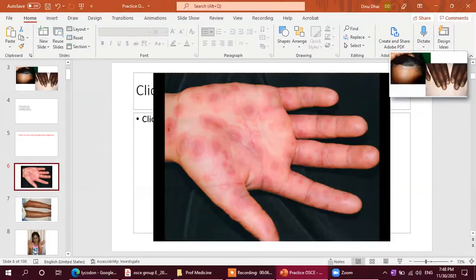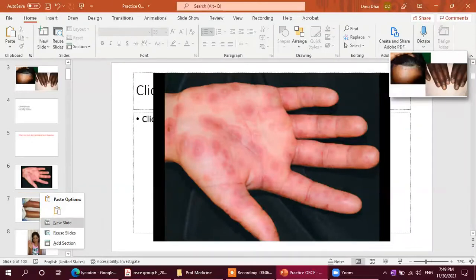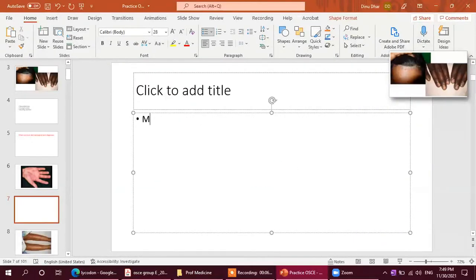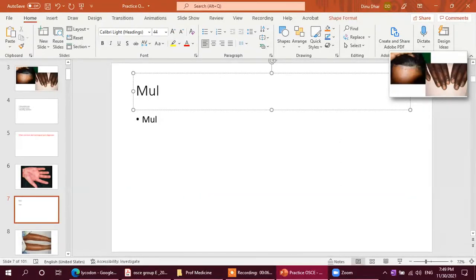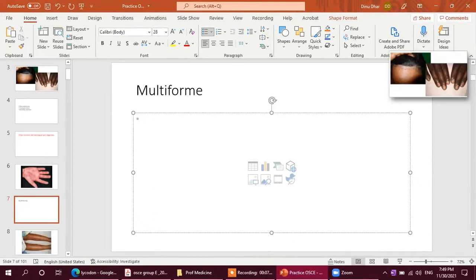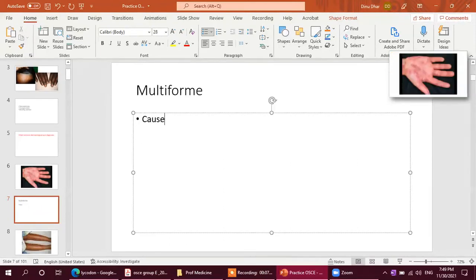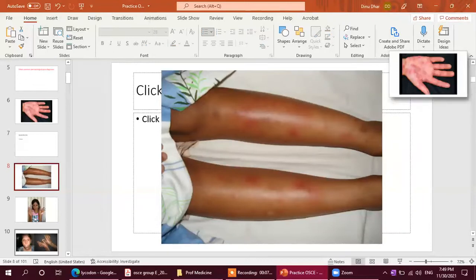A few causes of erythema multiforme. Drug reactions are quite common, especially anti-epileptics. You get erythema multiforme, and the most severe erythema multiforme involving the mucosal surfaces is Stevens-Johnson syndrome. That's that. And next, a painful nodular rash on the shins.